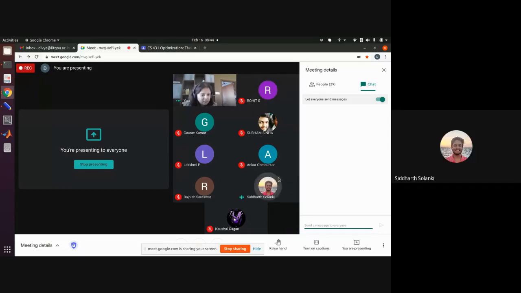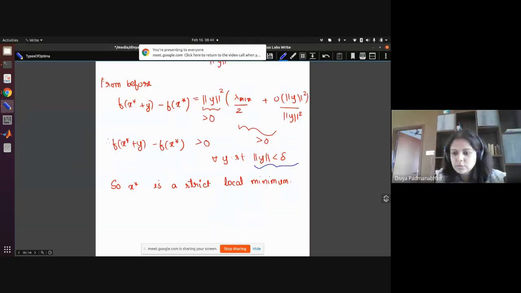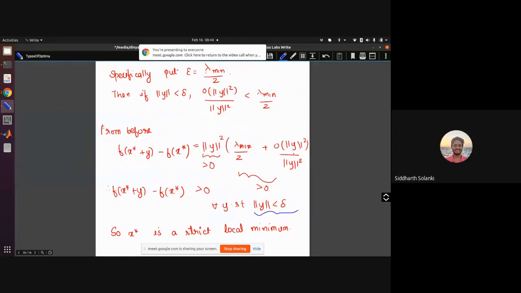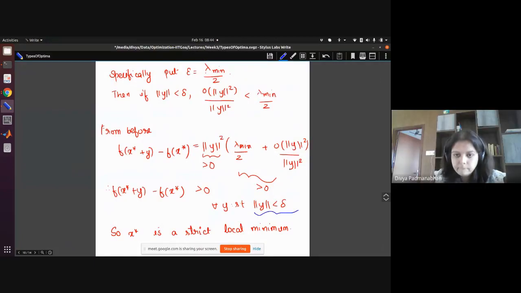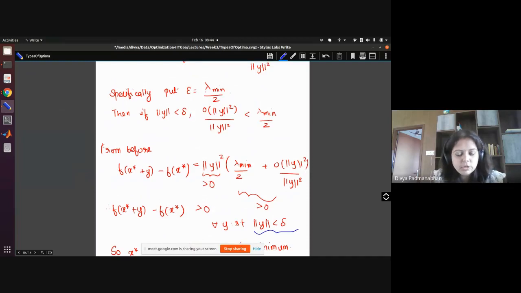How did we get greater than zero? I didn't follow there. The second term, the small o term, goes to zero. Now this lambda min, you remember that this is always greater than zero, because lambda min was the smallest eigenvalue of the Hessian, right? And the Hessian was given to be positive definite. So all the eigenvalues are greater than zero, and that's why this term is greater than zero.